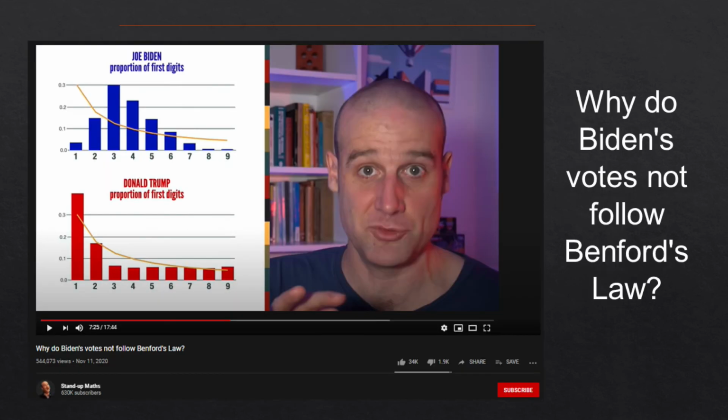For example, in his video, "Why Do Biden's Votes Not Follow Benford's Law?", Stand-Up Maths gives a very good argument as to why Benford's law would not apply in Chicago, an area which historically has been won by Democrats. It is because if the size of a precinct is artificially controlled, which it is normally, then for an election race, the first digit test of Benford's law would not work as the peak of the distribution would be already shifted. Let us listen to the guy on Stand-Up Maths.